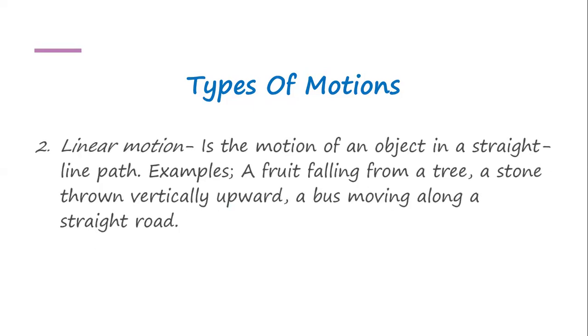And the second one is linear motion. This is the motion of an object in a straight line path. So when an object moves in a straight line path, that kind of motion is what we call linear motion. Examples: a fruit falling from a tree, or a stone thrown vertically upward, or a bus moving along a straight road, etc. These examples are just kinds of linear motion.